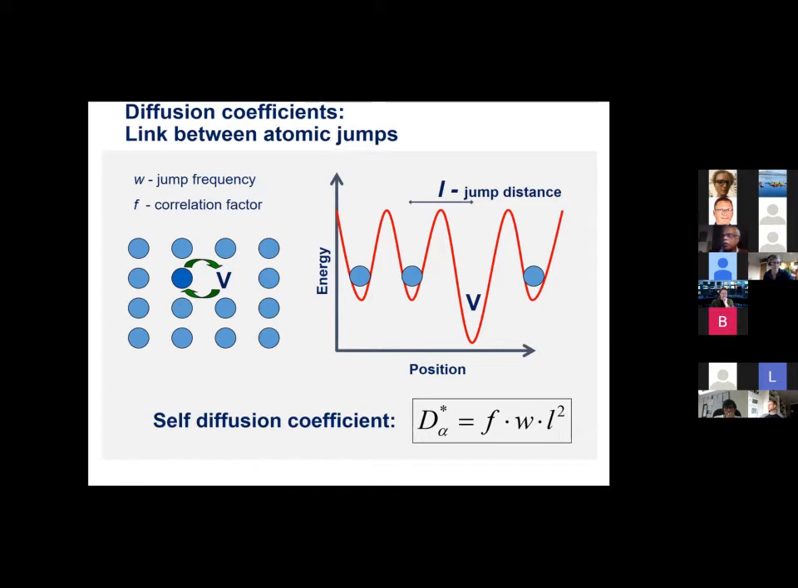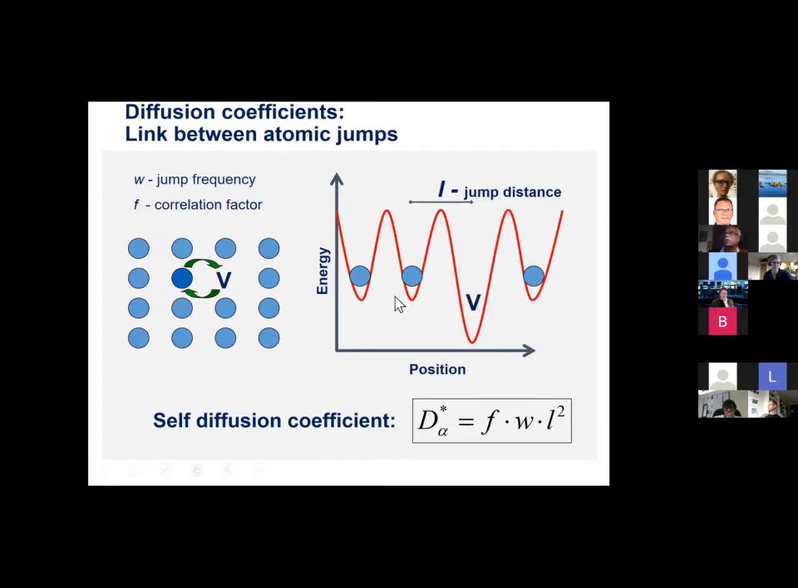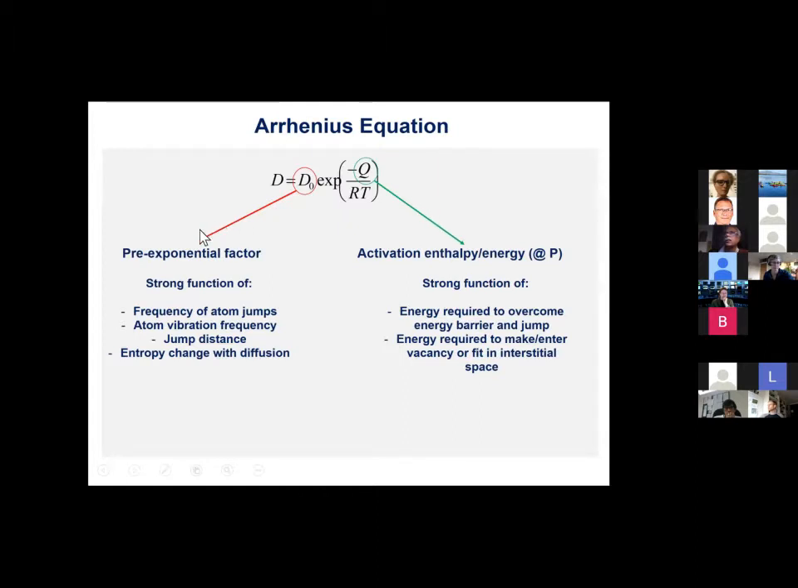Now, what also comes out of this is how this diffusion coefficient depends on temperature. And that's basically because these energy barriers change with temperature quite strongly. Now if you have that temperature dependence, that's given in this form called the Arrhenius equation, where you have a pre-exponential factor and an activation energy.